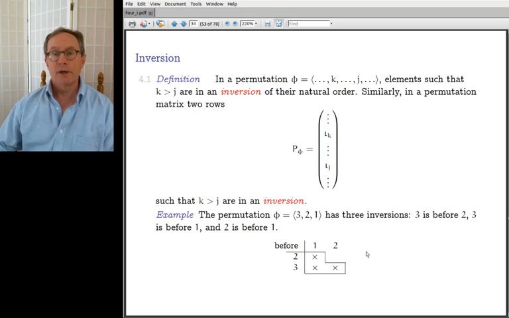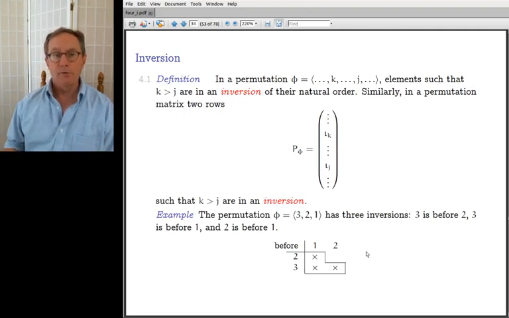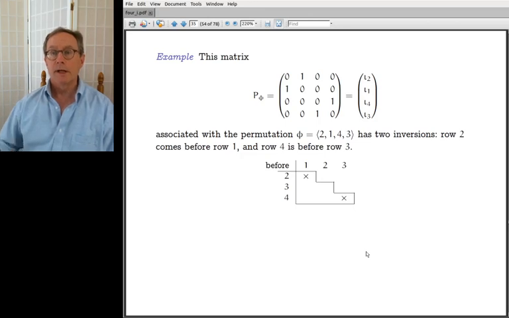So I am trying to figure out a way to find the determinant of a permutation matrix, and I'm going to compute it by assigning some number to it, and that number is going to have to do with the number of inversions, basically the number of row swaps it takes you to get back to the identity. Here's another example.